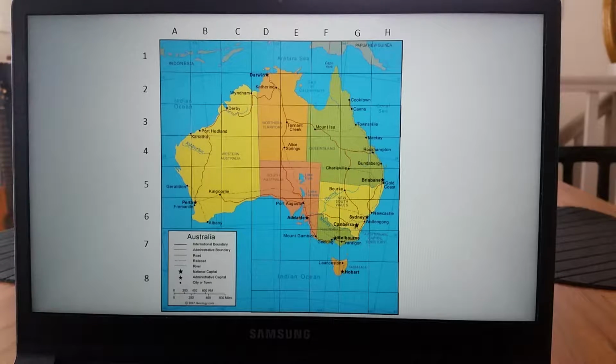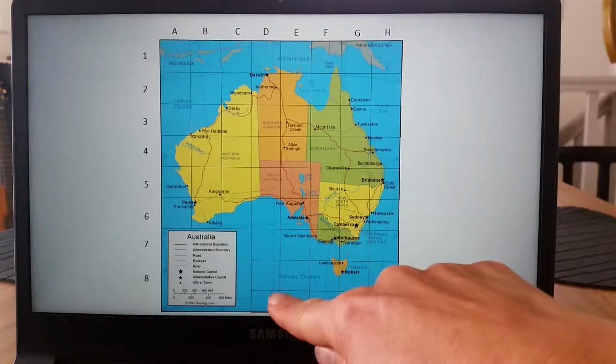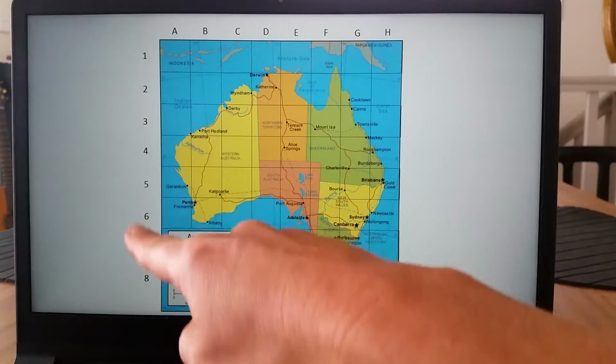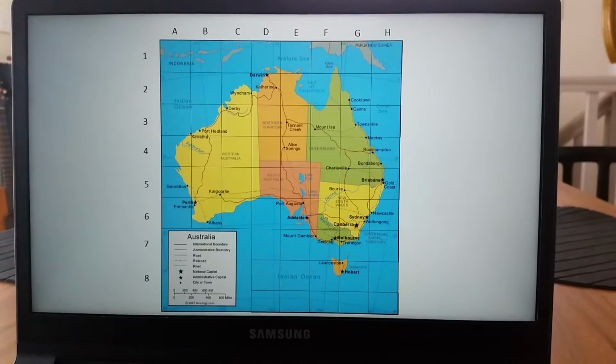So, what we've got here is a map of Australia. We have been looking at maps before. We have discussed that on a map, usually you have your directions. So you've got north usually at the top of the map, south at the bottom, west to the left and east to the right.